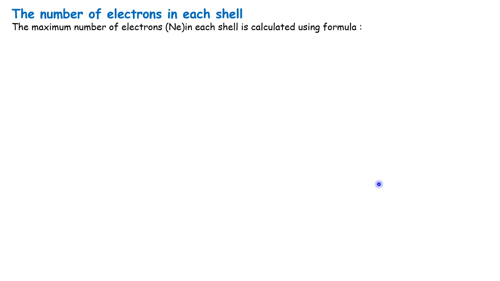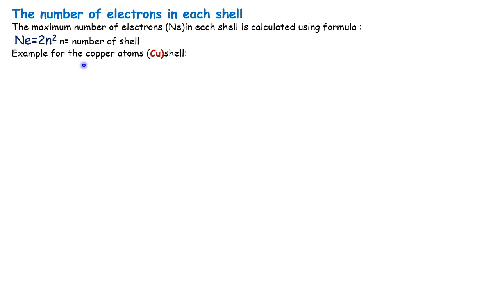Number of electrons in each cell. Now how do we determine the electrons in each cell? The maximum number of electrons in each cell is calculated using the formula Ne = 2n², where n is the number of the cell. Okay, this small n is the cell number.